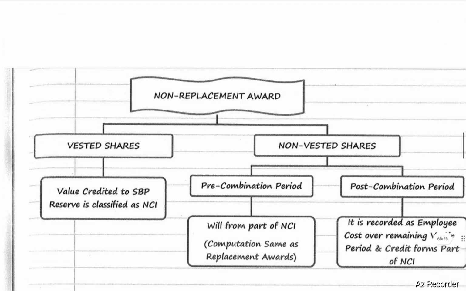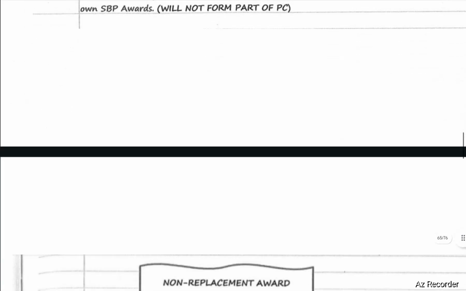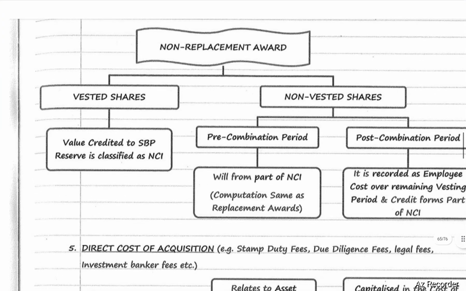How to compute it? Fair value of original award into expired period divided by original vesting period or revised vesting period, whichever is higher. Next, in case of post-combination period, it will be recorded as employee cost over remaining vesting period and the credit forms part of non-controlling interest, NCI.